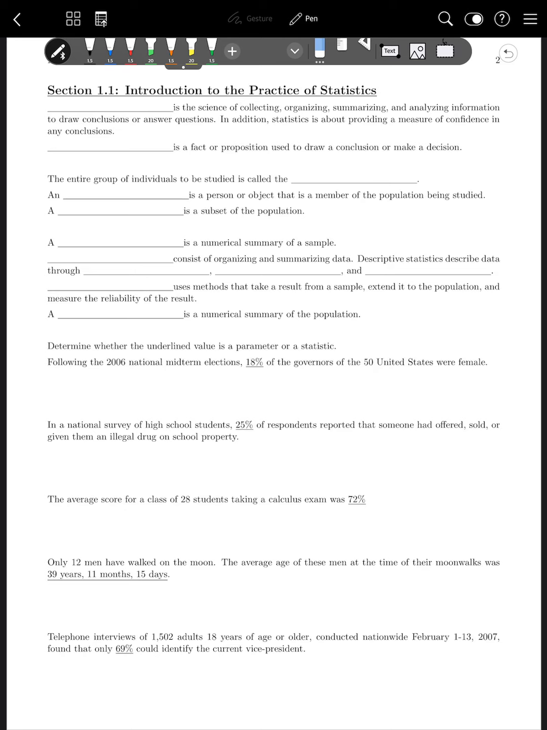So, statistics is the science of collecting, organizing, summarizing and analyzing information to draw conclusions or answer questions. In addition, statistics is about providing a measure of confidence to any conclusions. So basically what we're going to build up to in this class is the idea of making conclusions based on numerical data. That's really where we're going with this. And being able to state how confident we are in our result.